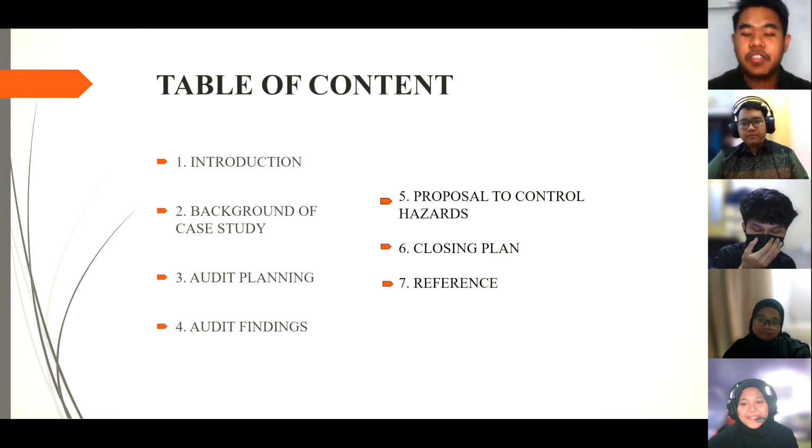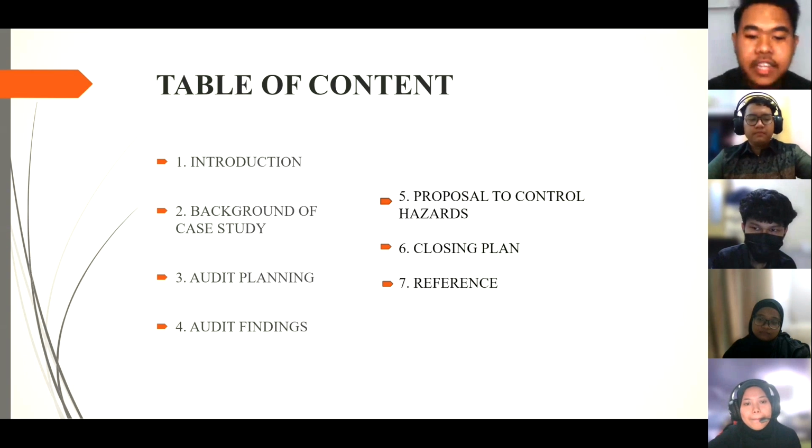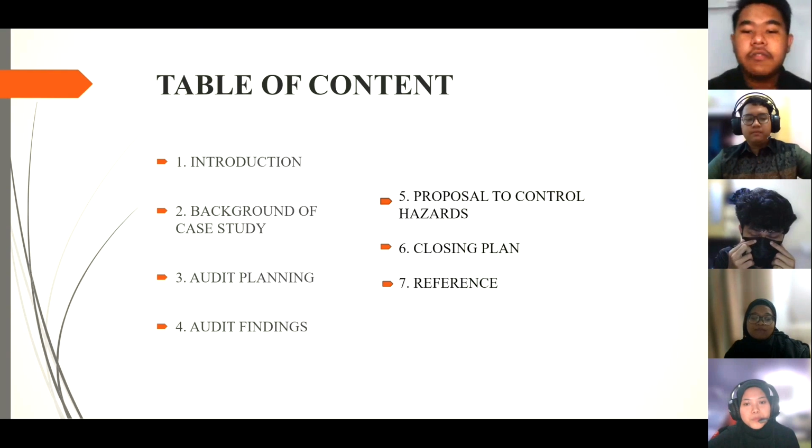This is the table of contents. First, introduction. Second, background of case study. Third, audit planning. Fourth, audit findings. Fifth, proposal to control hazard. Sixth, conclusion and reference.